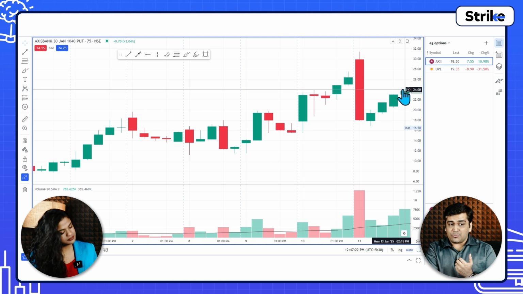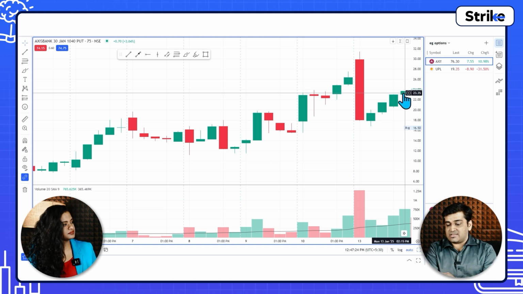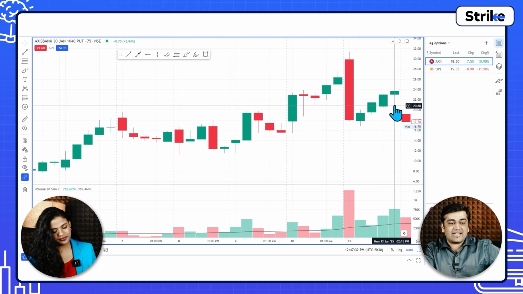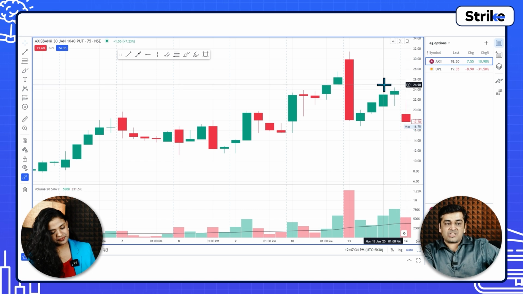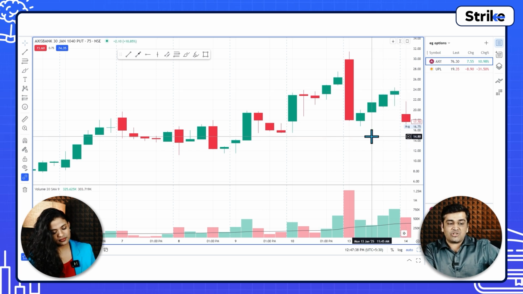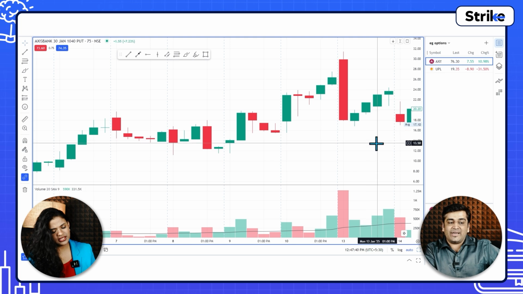Now, if you are buying this put, if the Axis Bank prices goes down, then the put price will go up. So yeah, the prices are below support, so we can try and see this. The next day, instead of 23, you got a chance to buy at somewhere around 17 or 20 rupees.